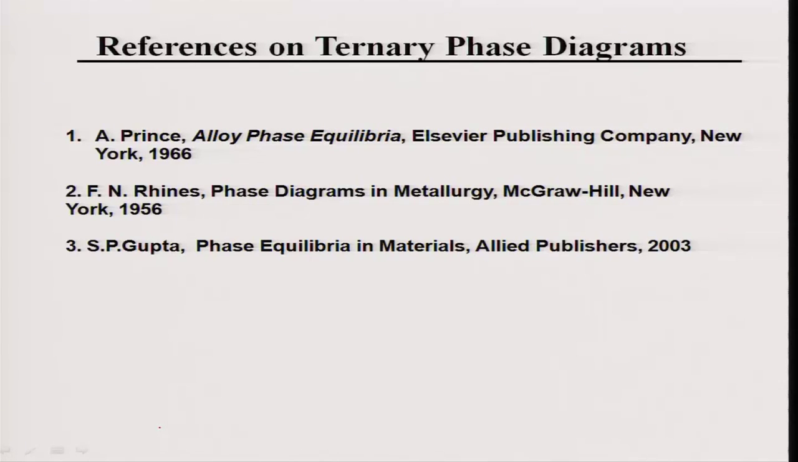And the Indian author, Professor S.P. Gupta, who is also from IIT Kanpur, his book is a big one but easily available and cheap, only about 400 to 500 rupees. It has a large chapter on ternary phase diagrams. So one can follow any of these books to understand that.